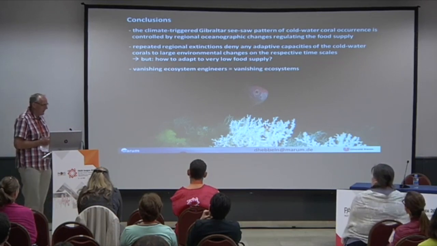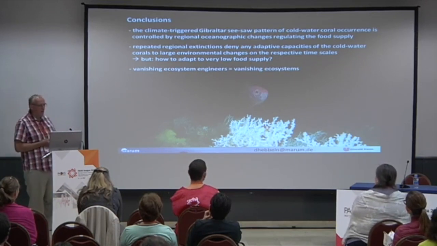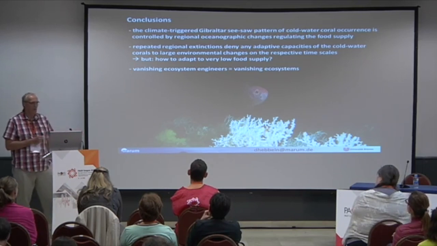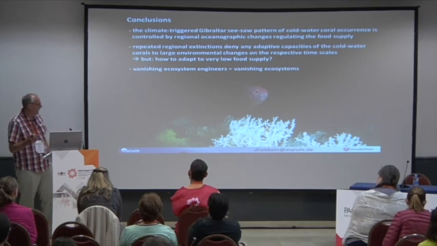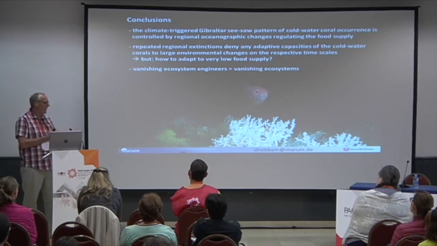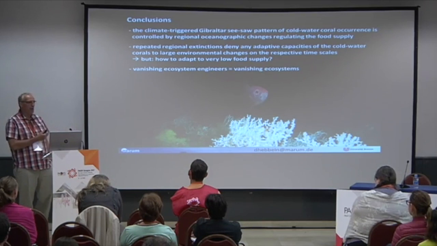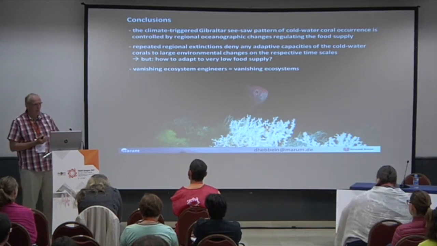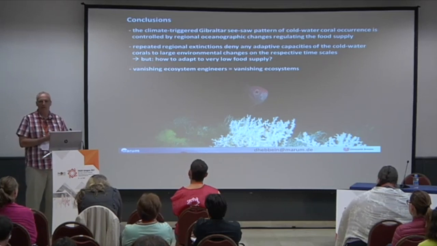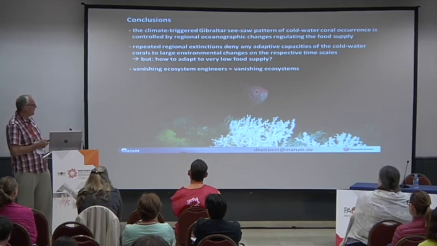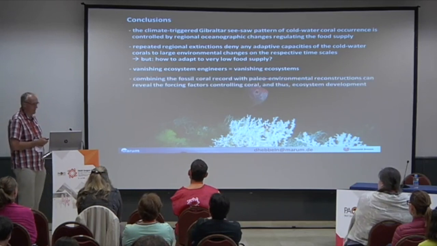The interesting part is that when we have the cold water corals stepping out because they do not get sufficient food anymore, then we lose the entire ecosystem. In some of the North Atlantic sites, we have 5,000 species associated with these cold water coral ecosystems, but when the engineer is gone, the ecosystem is gone. So that really has wide-ranging consequences.